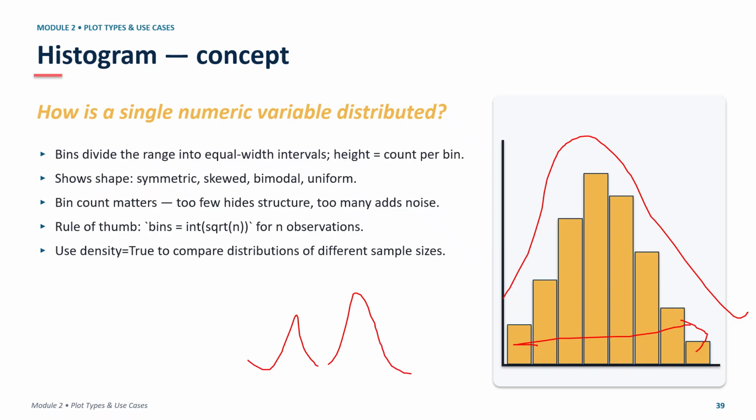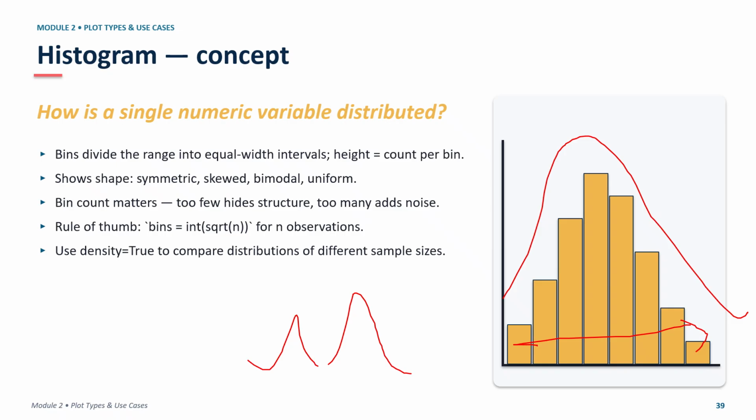The main rule of thumb is the square root of n, sqrt(n). This is the starting point. Say for n equal to 1000 observations, you can try 31 bins. For n equal to 100, you can try 10 bins. You can adjust the histogram visually, so there is no one perfect number. This is how the histogram plot is made.